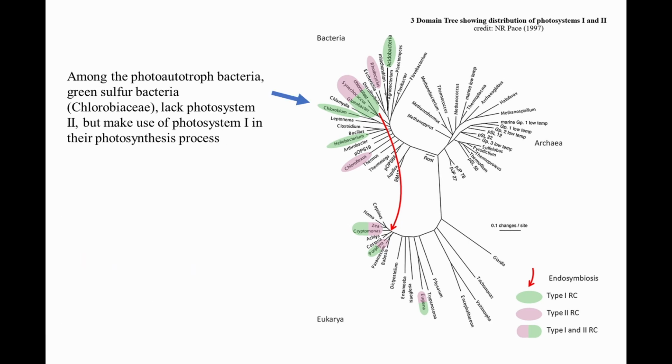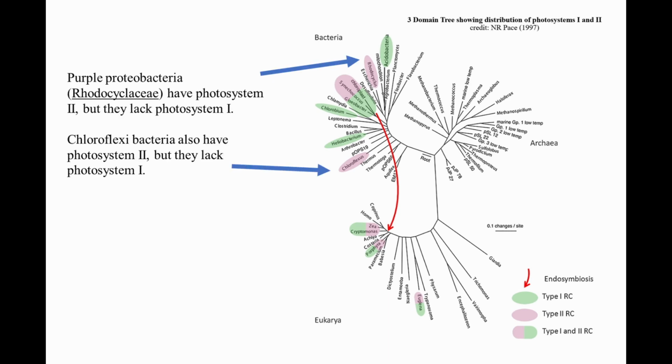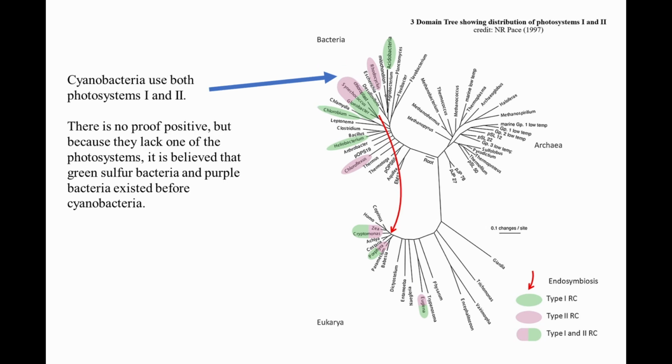Among the photoautotroph bacteria, green sulfur bacteria Chlorobiaceae lack photosystem 2, but make use of photosystem 1 in their photosynthesis process. Purple proteobacteria Rhodocyclaceae have photosystem 2, but they lack photosystem 1. Chloroflexibacteria also have photosystem 2, but they lack photosystem 1. Cyanobacteria use both photosystems 1 and 2.